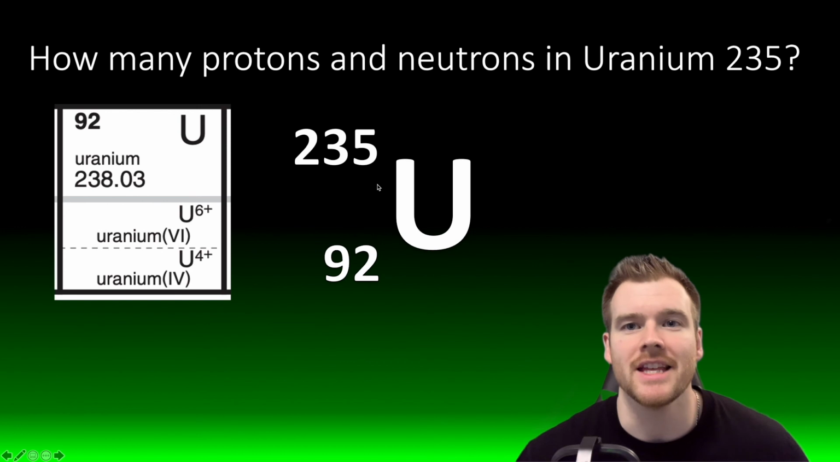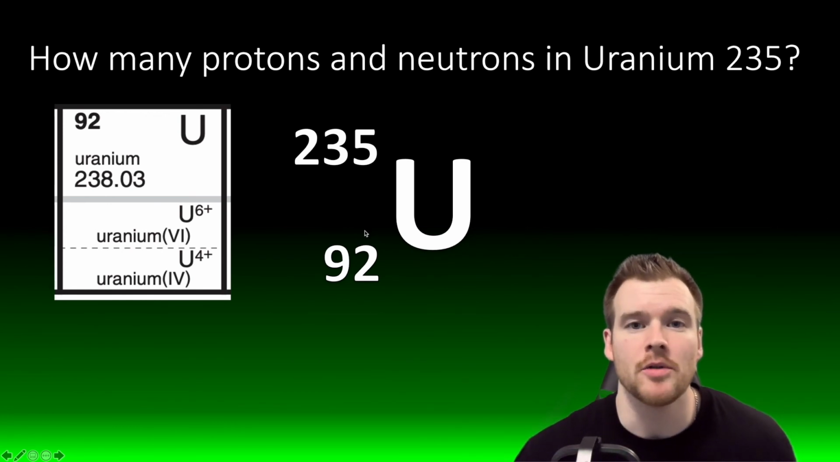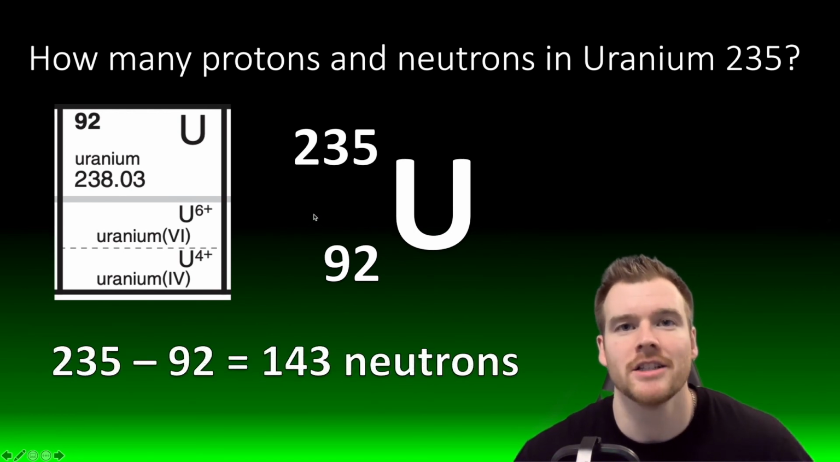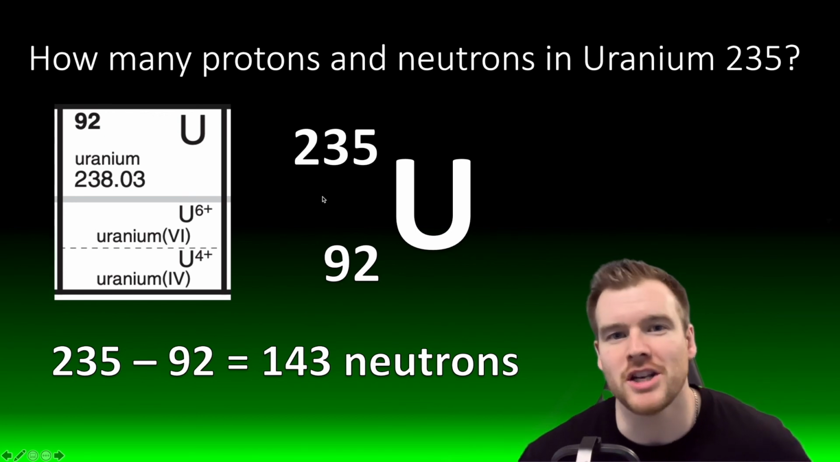I'm going to write this. So I know there's 92 protons, it's uranium, and 235 is the amount of nucleons from the question up here. So now I know the number of protons, again from the periodic table. To find neutrons, I just subtract 235 minus 92, and I get 143 neutrons.